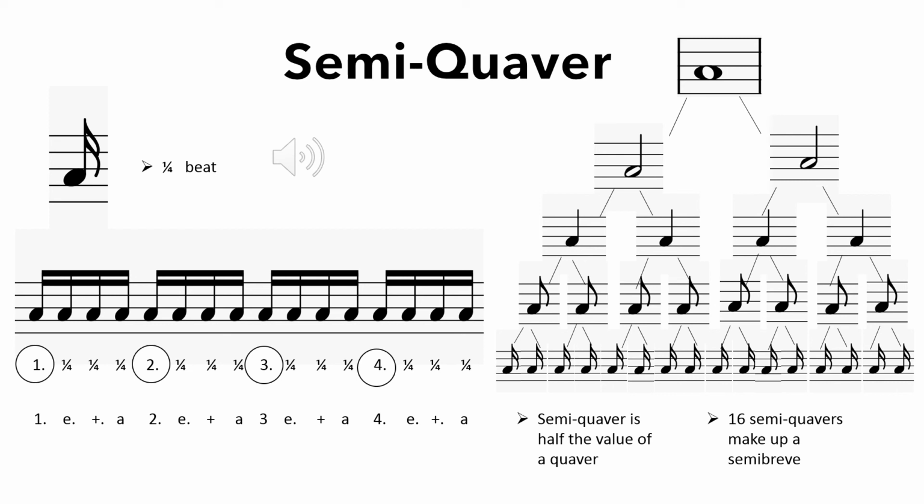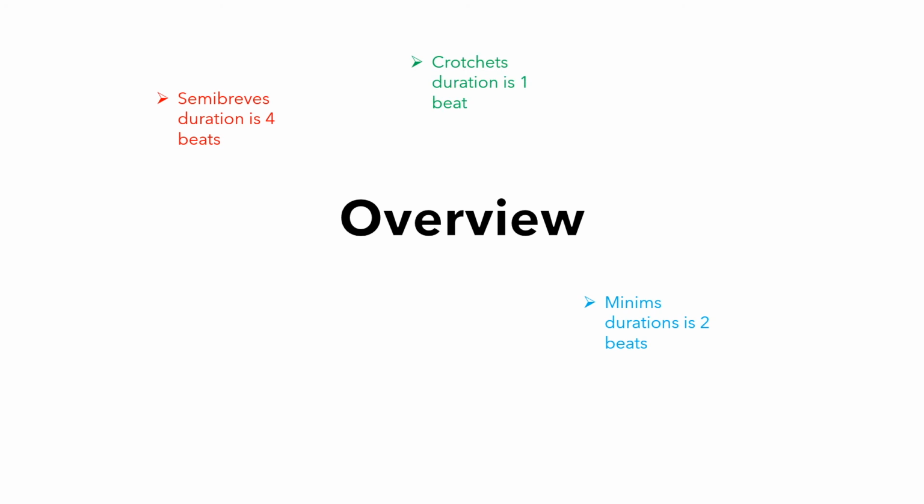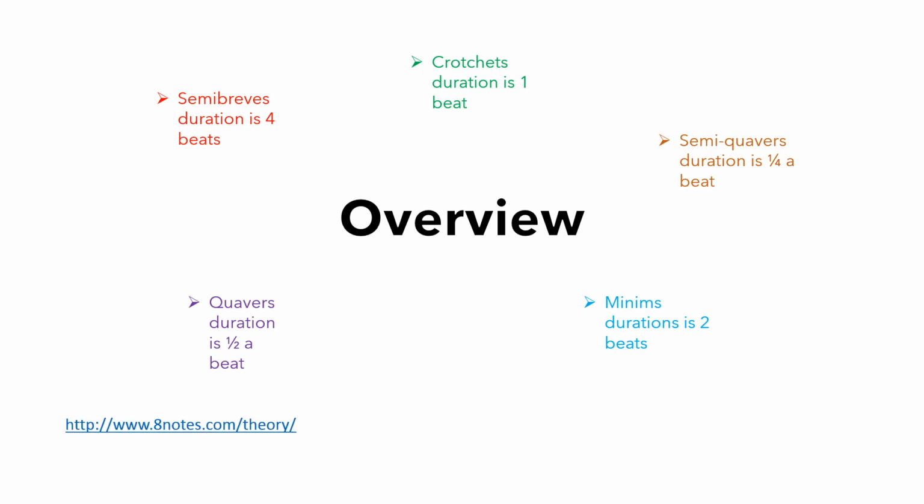Throughout this clip we have learned about semibreves that are worth 4 beats, minims that are worth 2 beats, crotchets that are worth 1 beat, quavers that are worth half a beat, and semiquavers that are worth a quarter of a beat.